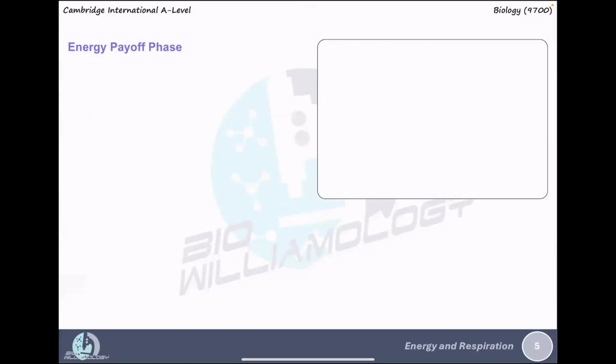After the energy investment phase, it is followed by the energy payoff phase. At first, we have this triose phosphate, okay? Triose phosphate will be oxidized. In this case, triose phosphate donates hydrogen atoms and NAD accepts hydrogen atoms. So triose phosphate is oxidized because it loses hydrogen atoms. How about NAD? NAD accepts hydrogen atoms. Therefore, NAD is reduced to form reduced NAD.